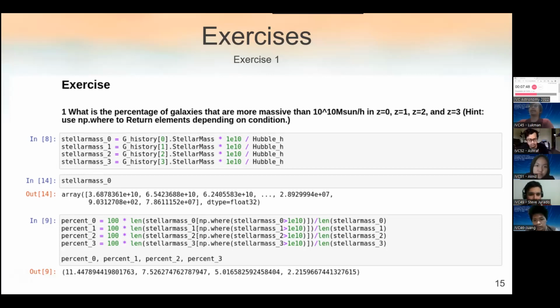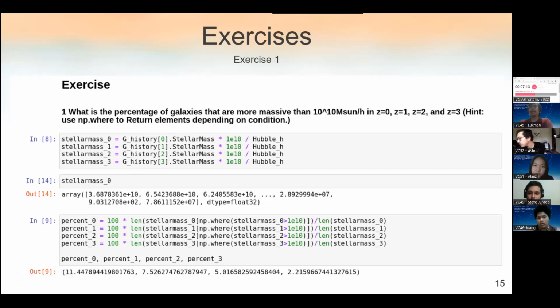And this is to be done for redshift 0, 1, 2, and 3. Before I go further, let me quickly introduce what the variables here mean, to understand a bit about how SAGE works. Basically, when we perform our calculation of the model, to access our galactic data, we use what's called the G history variable here.